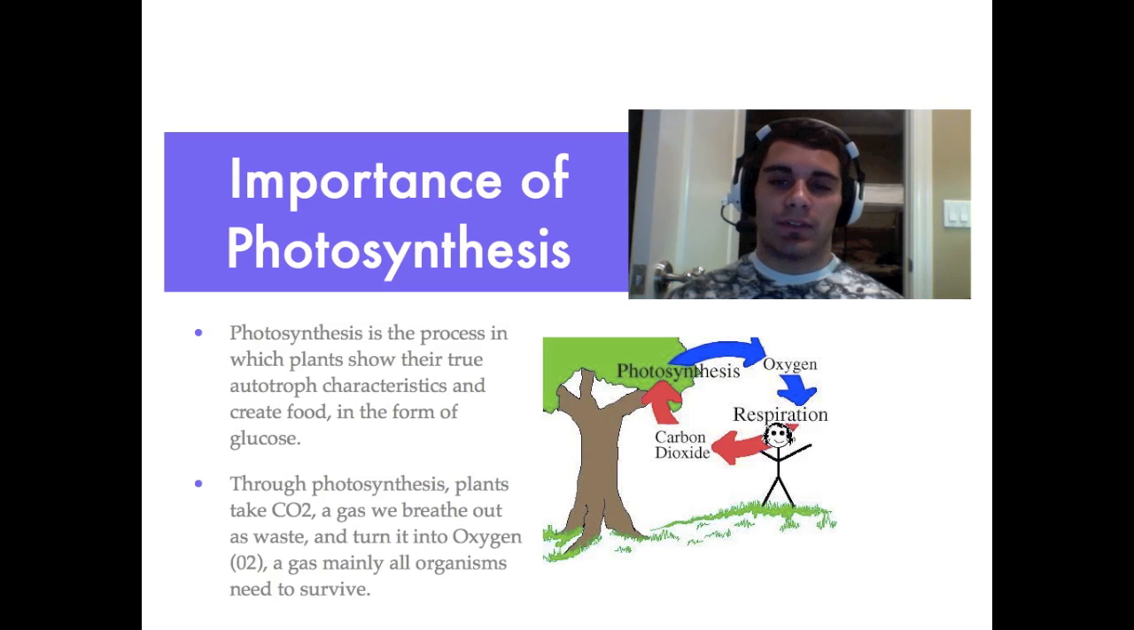The importance of photosynthesis. Photosynthesis is a process in which plants show their true autotroph characteristics and create food in the form of glucose. Through photosynthesis, plants take CO2, a gas we breathe out as waste, and turn it into oxygen and glucose, which is a gas that mainly all organisms need to survive, and food.